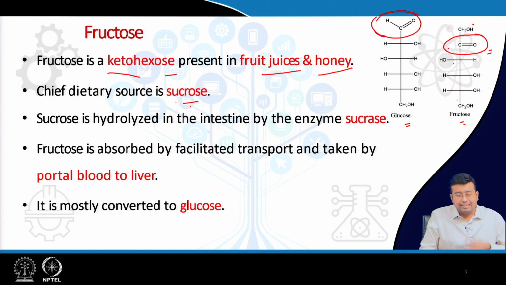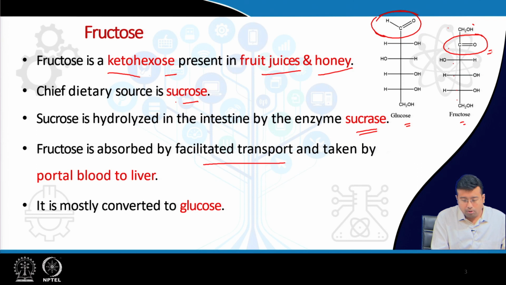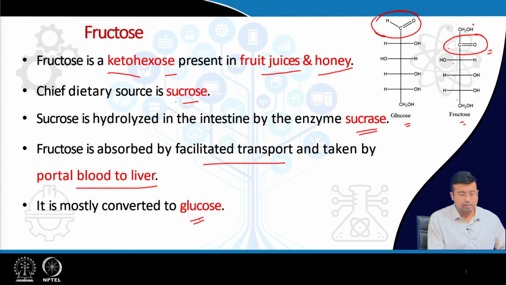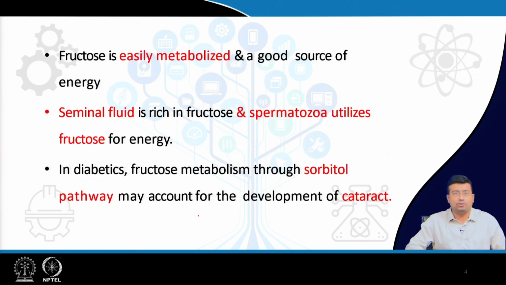Sucrose is hydrolyzed in the intestine by the enzyme sucrase, and fructose is absorbed by facilitated transport and taken up by portal blood to the liver, where it is mainly converted to glucose. These are a few facts which I think you already know by now, because we have covered them in the class on carbohydrate transport. Fructose is easily metabolized and is a very good source of energy. We will see how it is easily metabolized, much easier than glucose.